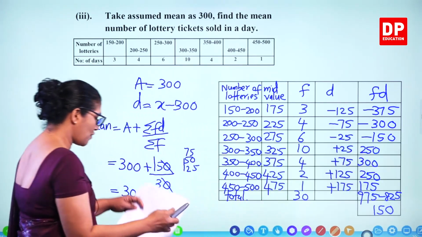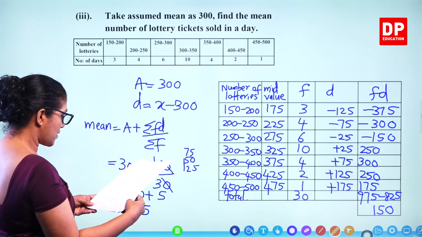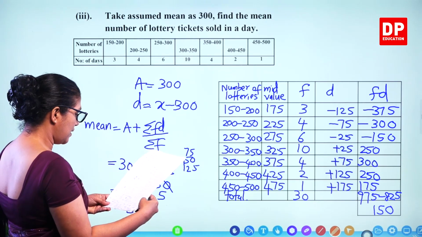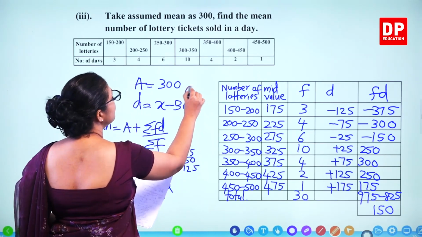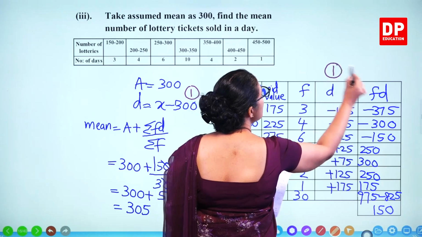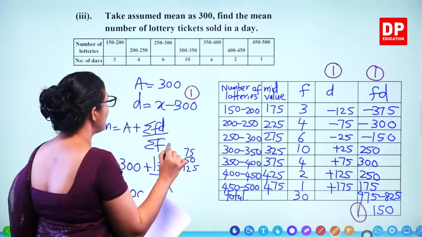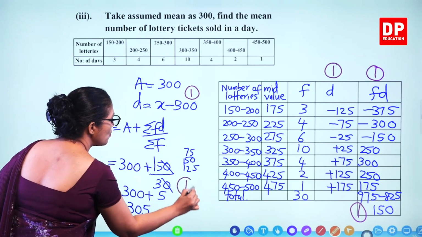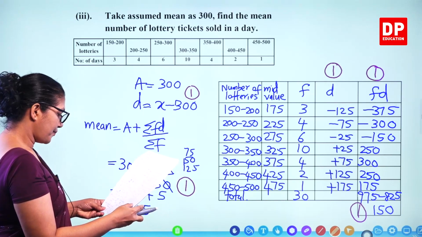So how many marks for that question? For the table, 5 marks and 305 for the mean. So 1 mark here, taking this one, and 1 mark for deviation, 2, this one. So 1, 2, 3, 4, and calculation 1 mark, altogether 5 marks for that question.